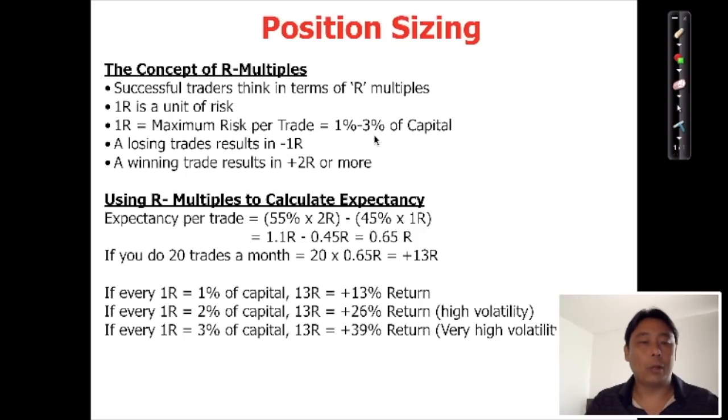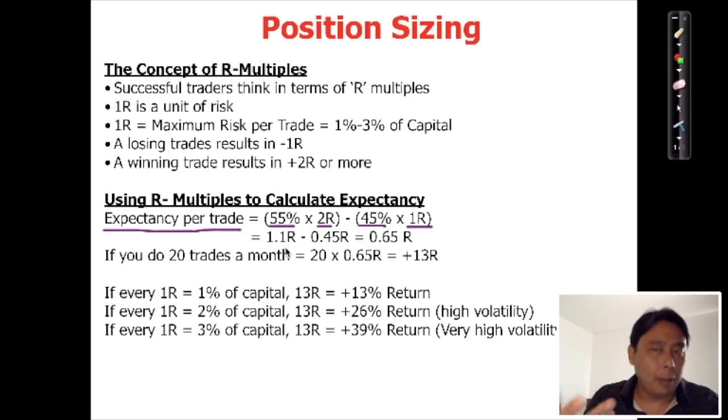Okay? So again, a losing trade results in a minus 1 R. A winning trade results in a plus 2 R or more. So if you use R and you put it into the expectancy formula, what do you get? You get this, which is similarly a 55% win rate and a 45% losing rate. So when we win 2R, and when we lose 1R, if you do some simple algebra, that's 1.1 minus 0.45. That's a 0.65 R profit per trade.